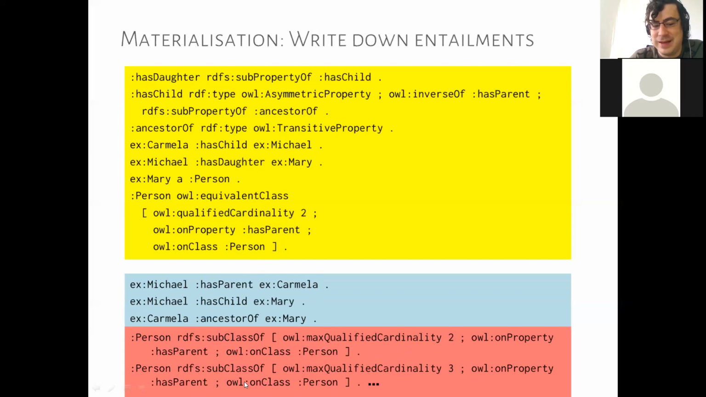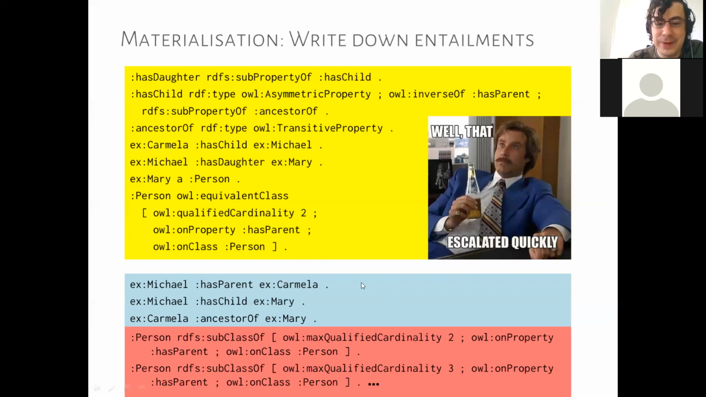So we can just say that it's a subclass of qualified cardinality n greater than 2, all the way up to infinity, on property has parent on class person. So here, for example, this says that a person has at most 3 parents that are people, which is entailed by the fact that it has exactly 2. Okay, we can just continue running this, materializing these definitions, which are entailed until infinity, right? So in some sense, we can't just write down all of the entailments that hold, right? Because these are infinite.